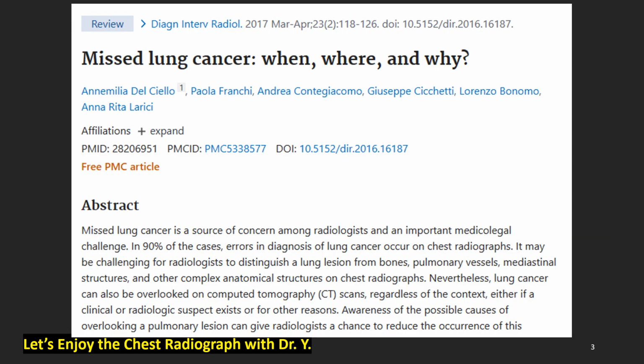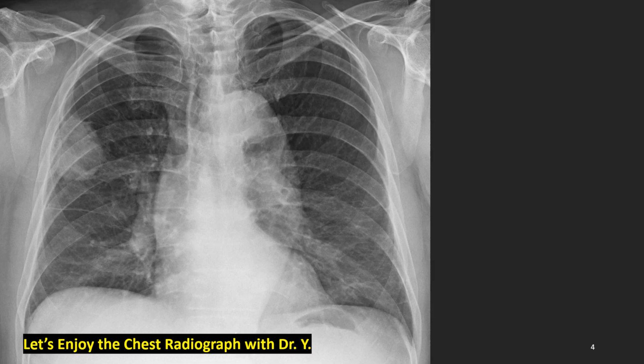Before entering the session, I want to recommend this wonderful review article about missed lung cancer, when, where, and why. Diagnosis, Intervention, Radiology, year 2017 by Dr. Emilia Del Cielo. Please read slowly, completely and repeatedly. I advise you to read this article. Let's enjoy session 19, missed lung cancer.